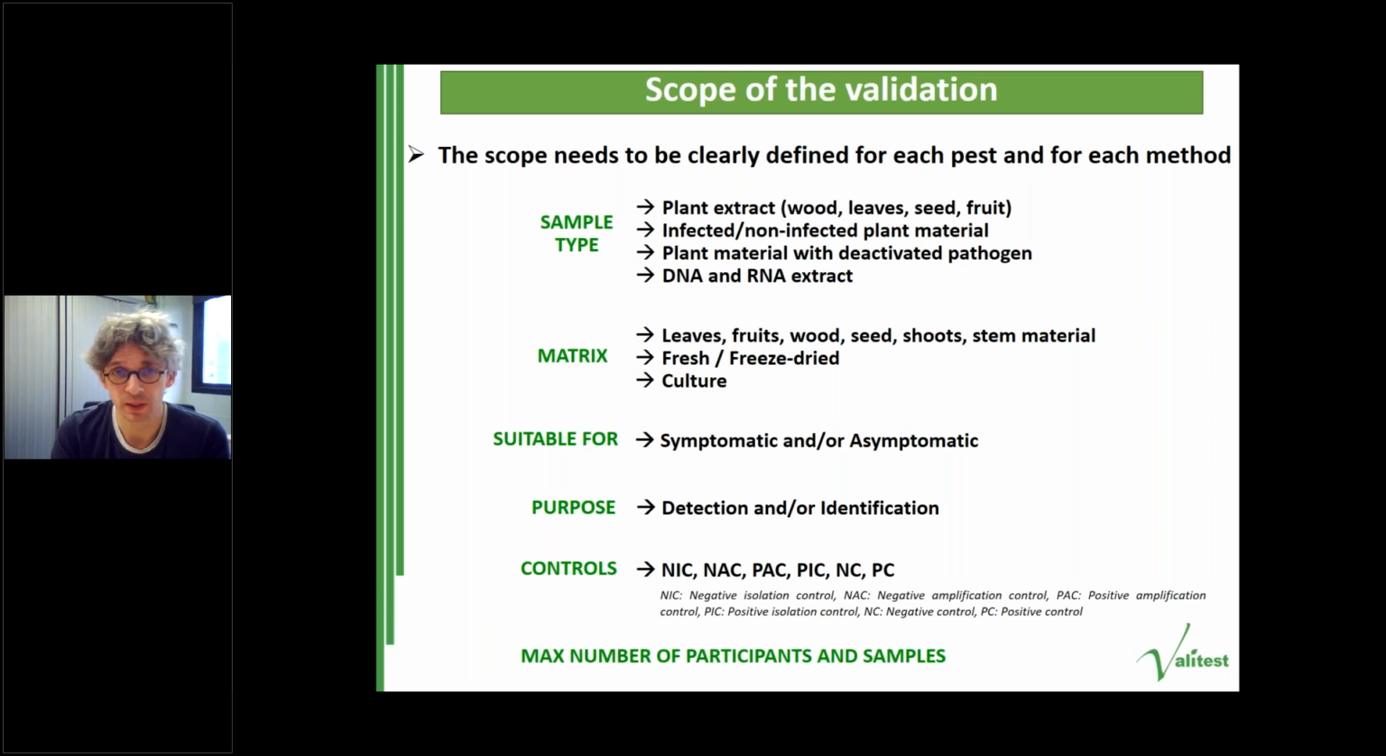So, before starting, a laboratory willing to organize a TPS should clearly define for each test the type of sample. It can be plant extract, wood, leaves, seed, fruit. It can be infected or non-infected plant material. It can also be plant material with deactivated pathogens, and it can be DNA or RNA extract. The organizer has also to identify the kind of matrix. It can be leaves, fruits, wood, seeds, and so on. It can be fresh or freeze-dried, and in some cases, it is possible to ship cultured pests.